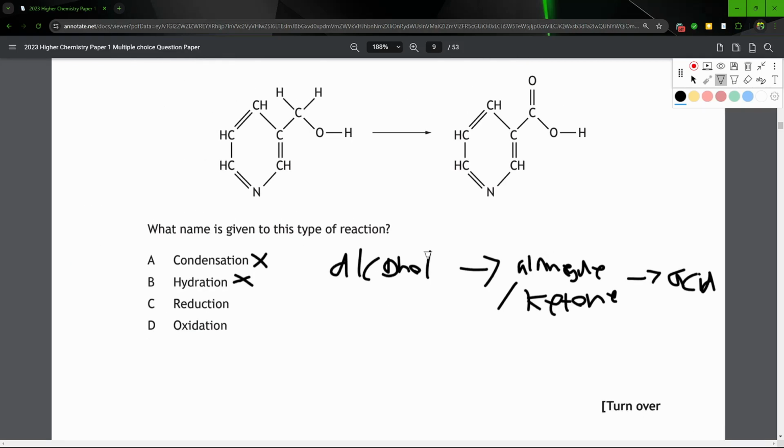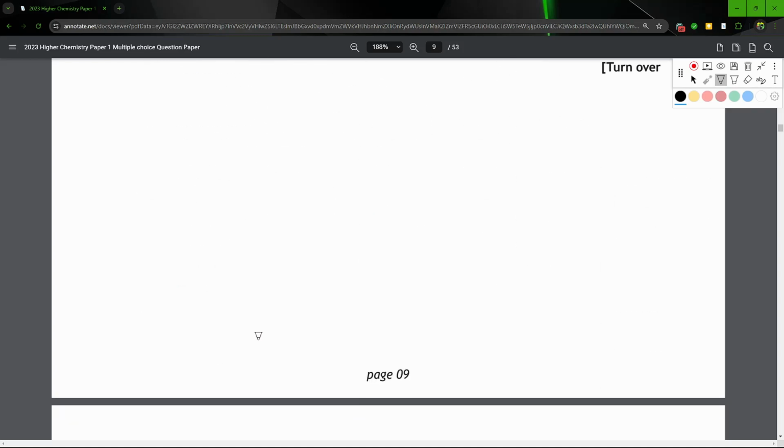And well, yeah, reduction would be going further along the stage, going backwards, so you'd be turning the carboxylic acid back into an alcohol. That's not really something we do. So reduction is off the table, and oxidation, when you turn an alcohol into an aldehyde into an acid, is correct. Right, I'll move on to 16.